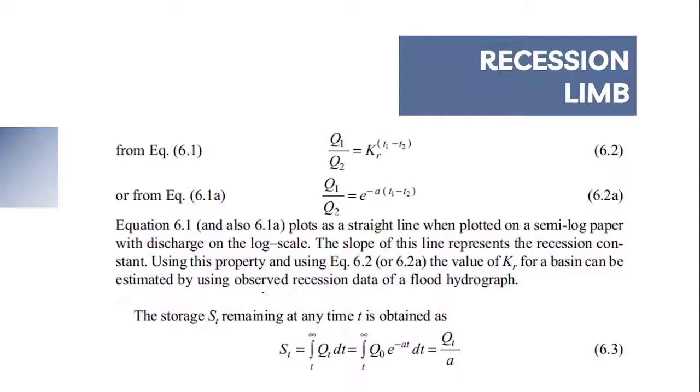Equation 6.1 as well as equation 6.1a plots as a straight line when plotted on semi-log paper with discharge on the log scale. The slope of this line represents the recession constant, our K sub R. Using this property and using equation 6.2 or 6.2a, the value of K sub R for a basin can be estimated by using observed recession data of a flood hydrograph.